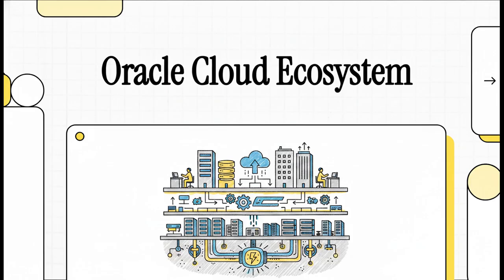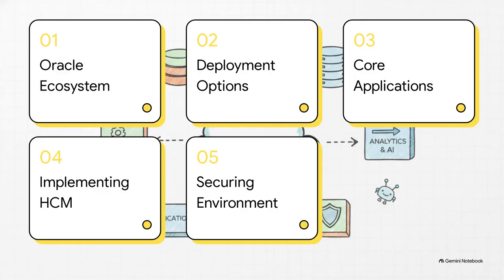In this explainer, we're going to map out the entire Oracle ecosystem together. We'll take you all the way from the underground power grid straight up to the top floor executive offices. Let's get into it. Here is our roadmap for today. First, we'll cover the Oracle ecosystem. Second, deployment options. Third, core business applications. Fourth, implementing Oracle HCM. And finally, securing the environment.